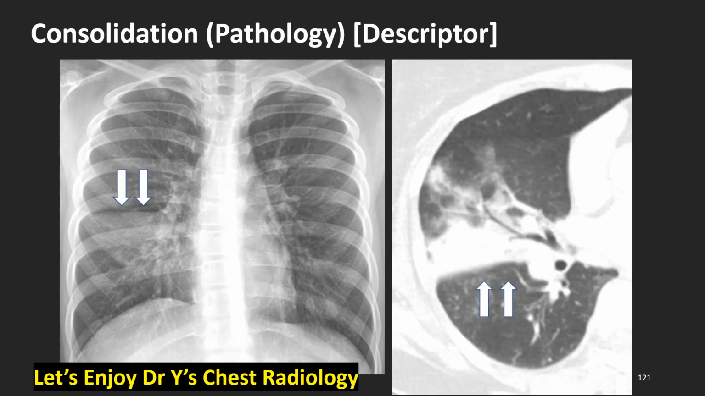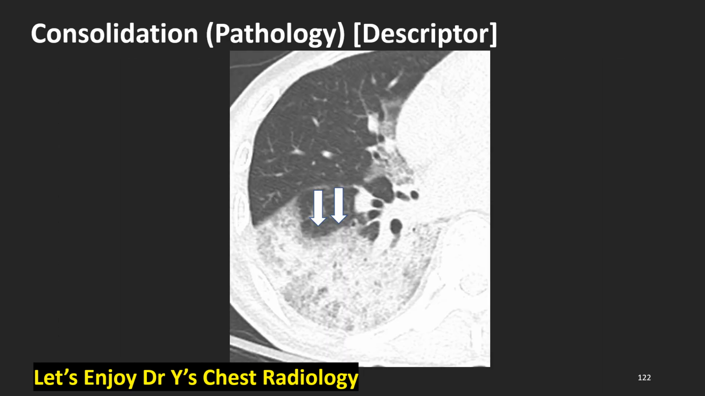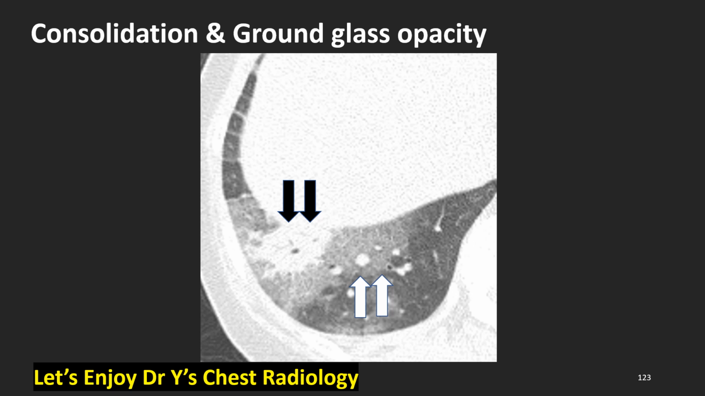Consolidation pathology descriptor. The arrows indicate the right middle lobe consolidation on chest radiograph and a CT scan. Consolidation pathology descriptor. Arrows indicate the consolidation in right lower lobe at CT scan. Consolidation and ground glass opacity. Black arrows indicate consolidation and white arrows indicate ground glass opacity in right lower lobe of pneumonia.